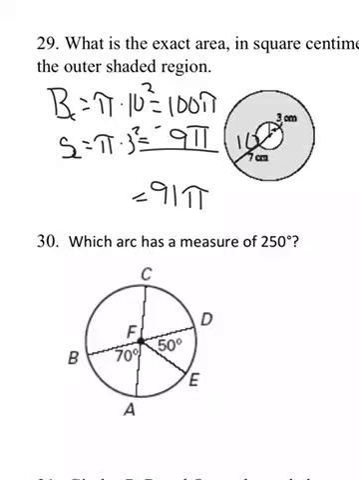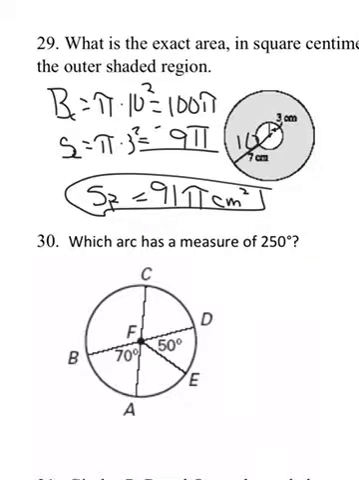That would be the exact area. It wouldn't have been rounded off in any way. It's just written in a way that you can figure it out.